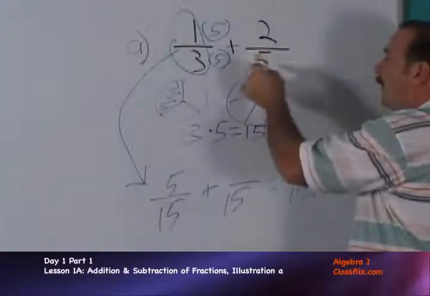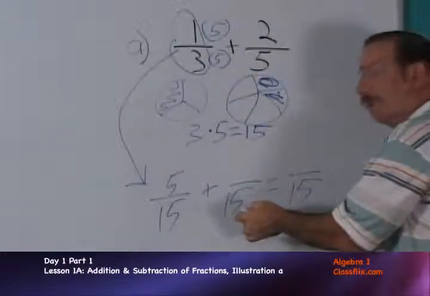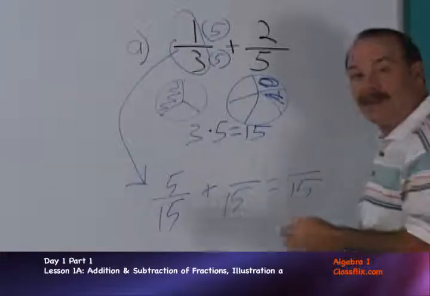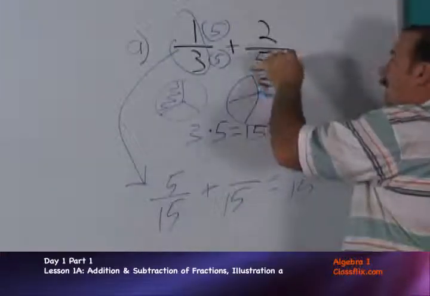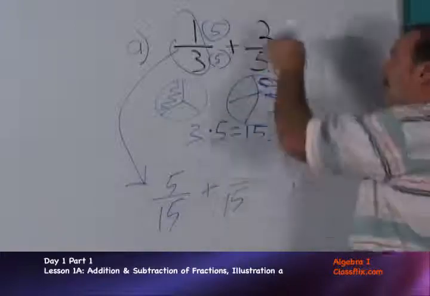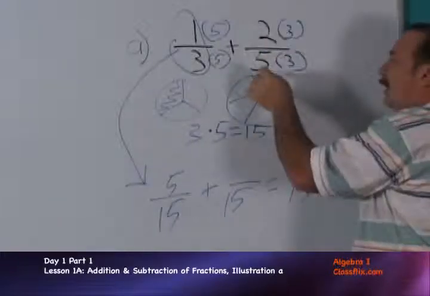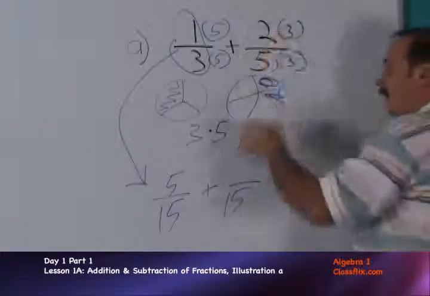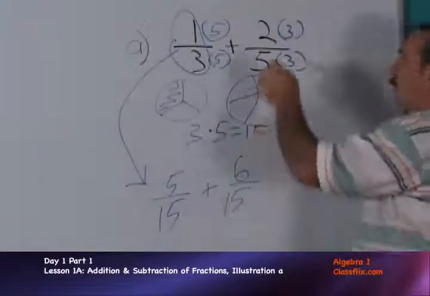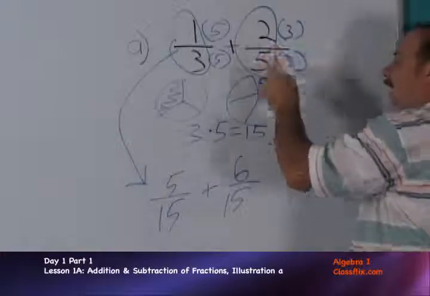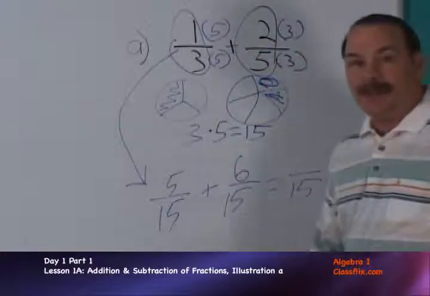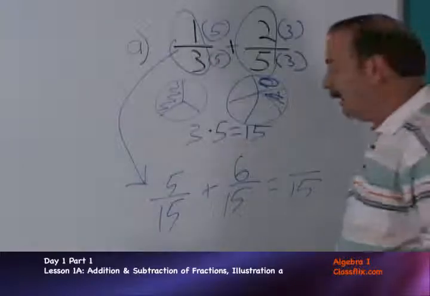Now the 2 over 5, the 5, I also turned into a 15, but I did that by multiplying by 3. So 3 times the 5 gave me the 15. Since I multiplied this denominator by 3, I must multiply this numerator by 3. 2 times 3 gives me 6. So I've converted the fraction 2 over 5 into the fraction 6 over 15. It means the same number, I've just converted it.